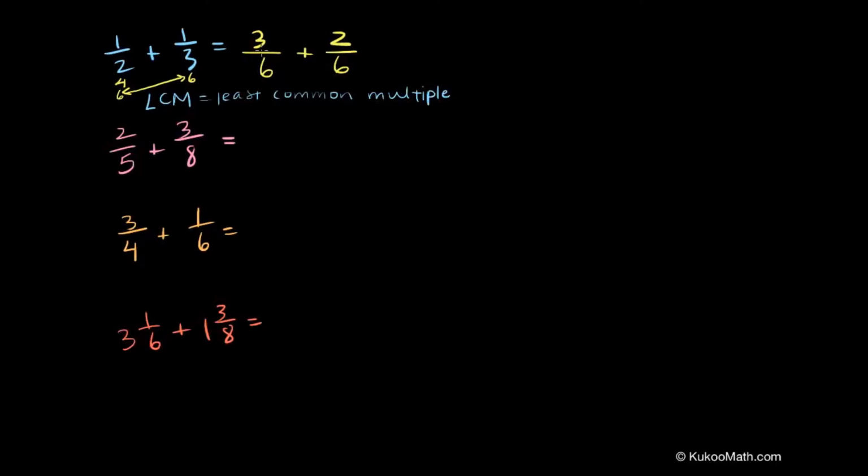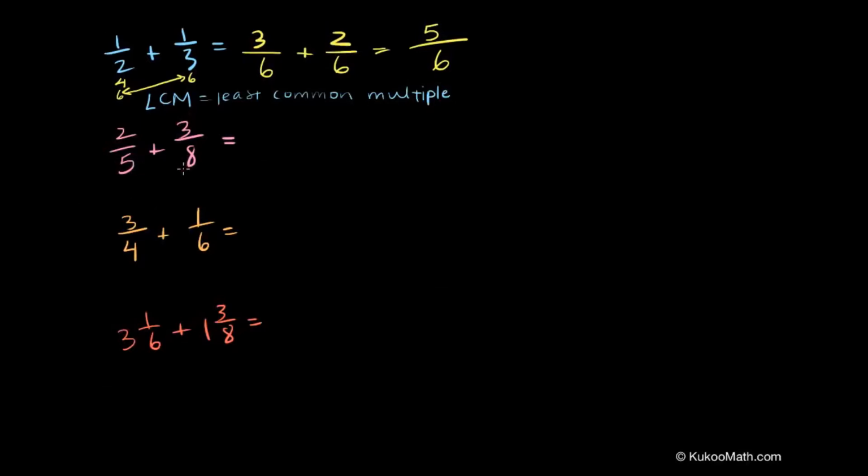And so now we have 2 equivalent fractions. We just rewrote the problem, but both fractions now have a denominator of 6. And we can add because now they have the same denominator. So 3 plus 2 is equal to 5. And our answer is 5/6. Let's do it again with the next problem.